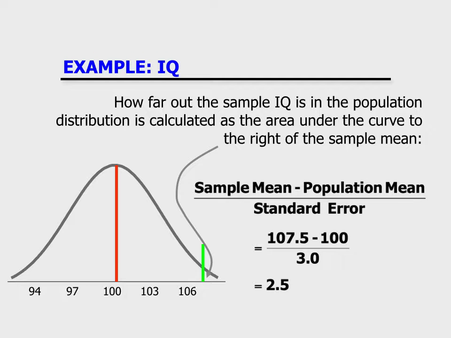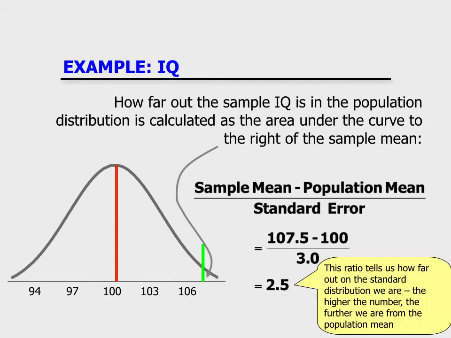So we have to determine how far out the sample IQ is in the population distribution, and we calculate that as the area under the curve to the right of the sample mean, in this case to the right of that green line. We basically take the sample mean, which was 107.5, minus the population mean, and we divide that by the standard error. So we're basically dividing 7.5 by 3, and we get 2.5.